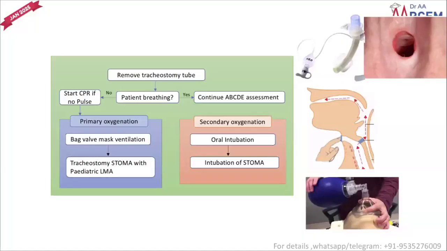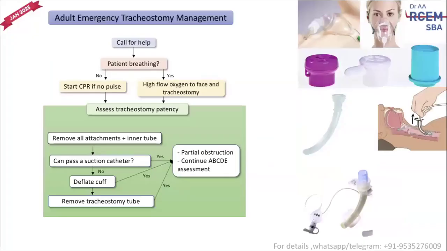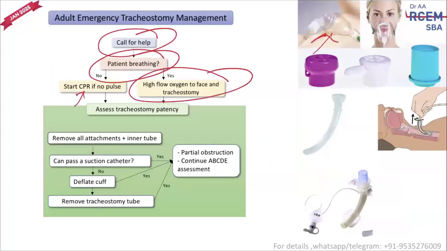Let me repeat it. First of all, what you'll be doing is call for help. Then assess for the breathing. If the breathing is not there and pulse is not there, start the CPR. If the breathing is present, connect the oxygen for both the tracheostomy and the face. Then remove all the attachments which are present, including the inner tube. Then try to pass the suction catheter. If you're not able to pass the suction catheter, deflate the tube.